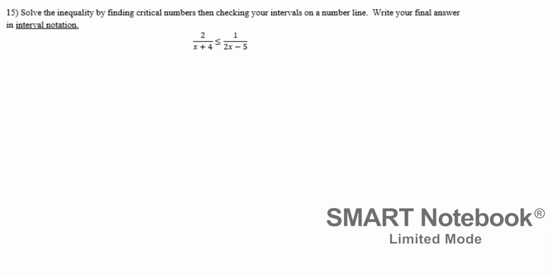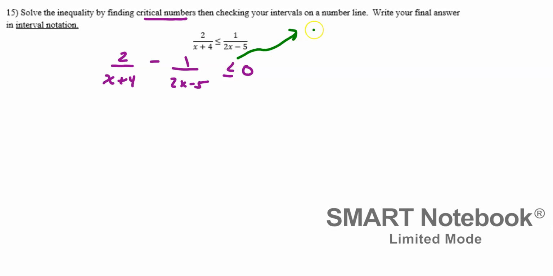Solve the inequality by finding critical numbers and checking your intervals on the number line. Okay, so this question has a decent amount of work, and here's why. In order to check for critical numbers, we need this thing to be equal to 0. So we need to move this piece to the other side. So we'd have 2 over x plus 4 minus 1 over 2x minus 5 is less than or equal to 0. So in the end of the problem, when we see less than, we want numbers that are eventually negative. The reason why this problem ends up being a decent amount of work, though, is on this side, we need to get a common denominator to combine these two.